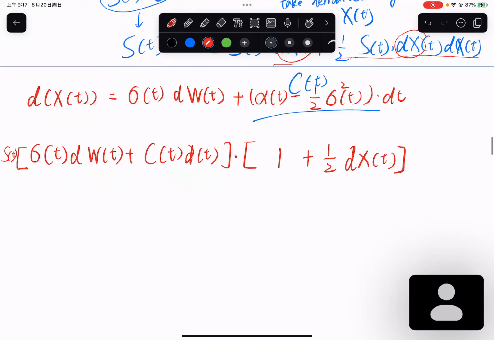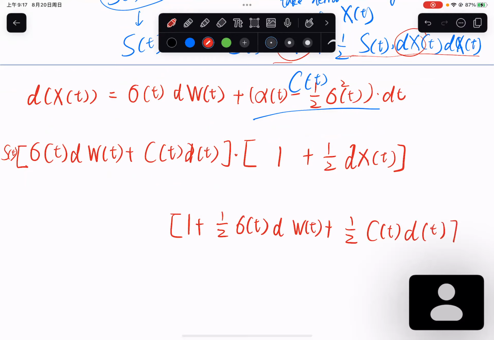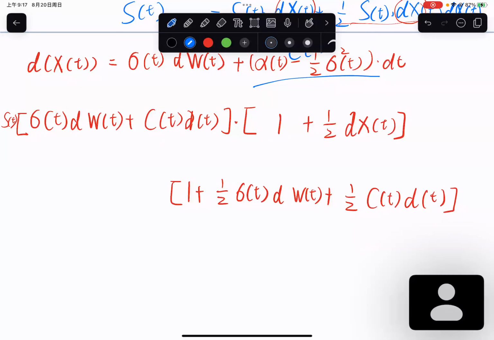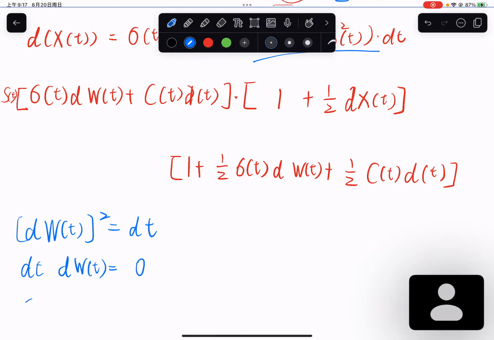And for this part, we can separate it out so that it is just 1 over 2 sigma t dWt plus 1 over 2 ct dt, right? And we need to know one important thing: for Brownian motion, dWt squared is the same as dt. And dt dWt is 0, and dt dt is also 0.